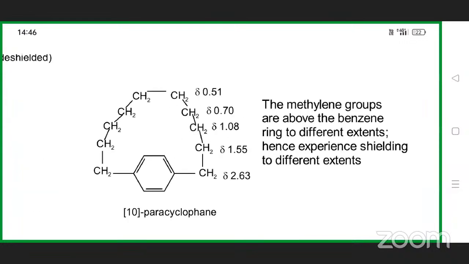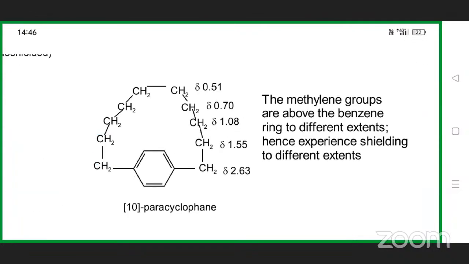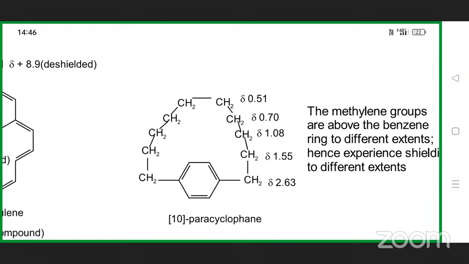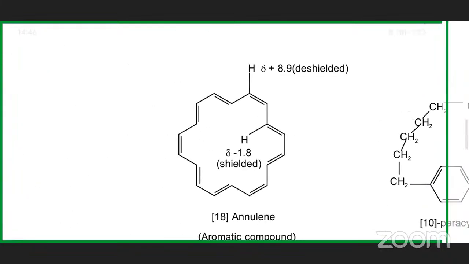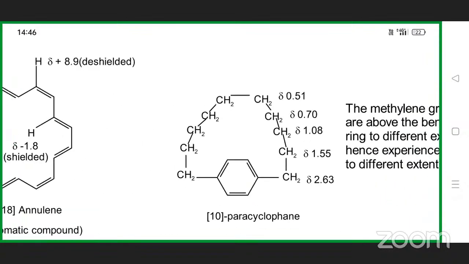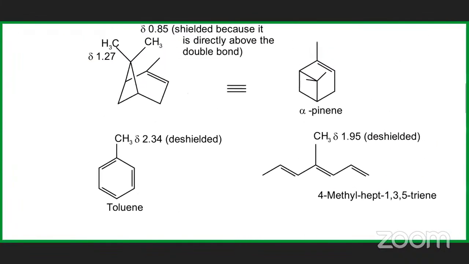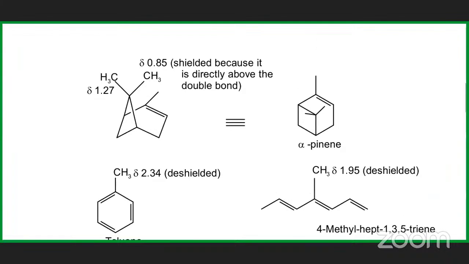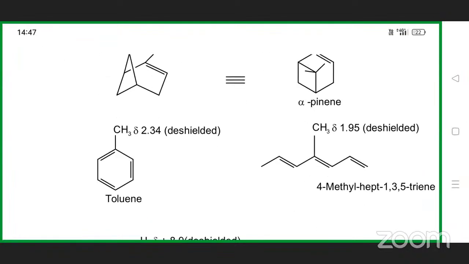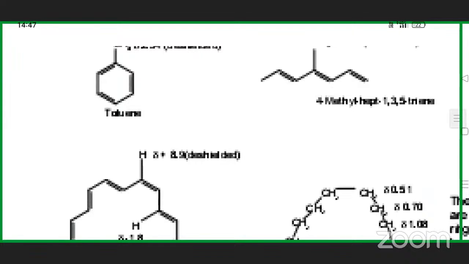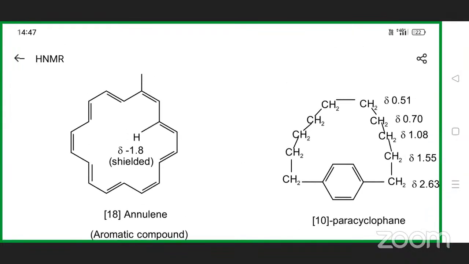Here also, you can see it in anions, cyclic compounds, and some alpha-pinene and norbornene compounds. You can see differences in delta values due to the orientation or arrangement, the location of the protons. Depending on the particular orientation, some protons appear in the shielded region and some in the de-shielded region.